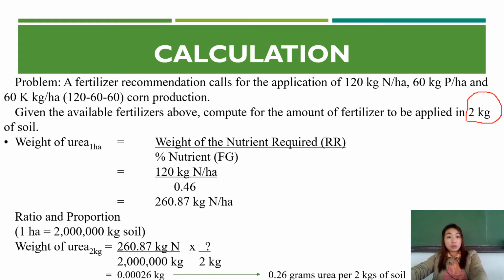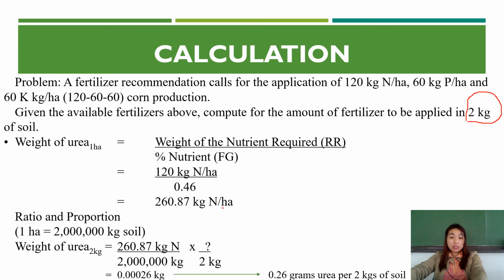So, the weight of urea is equal to the weight of the nutrient required, based from the recommended rate, divided by the percentage of nutrient based from the fertilizer grade. Urea is what we are calculating. The nutrient requirement for corn for nitrogen is 120 kg of nitrogen per hectare divided by 0.46. Remember, urea's fertilizer grade is 46-0-0. So, we have here 260.87 kilogram of urea per hectare.